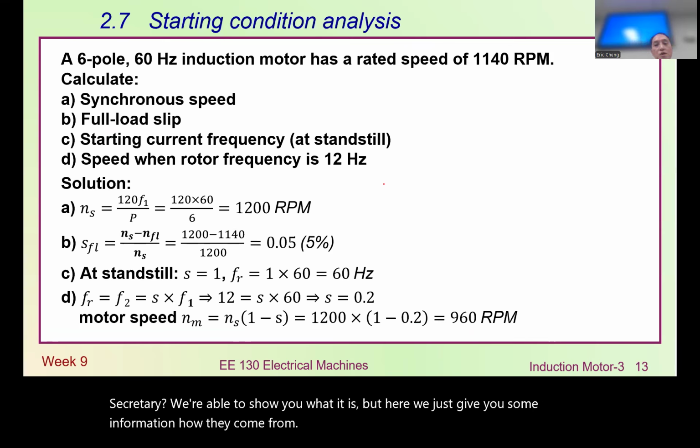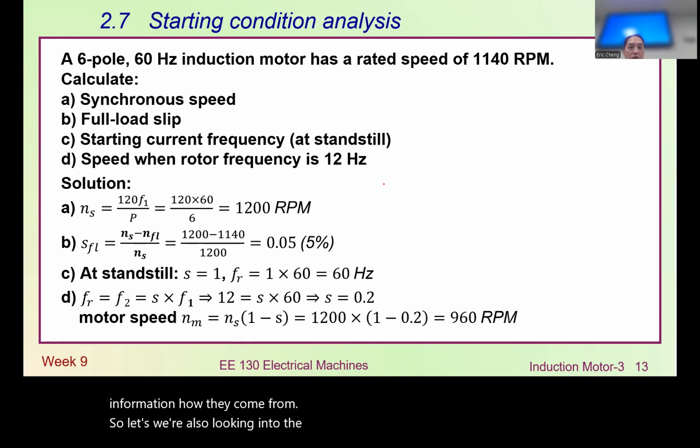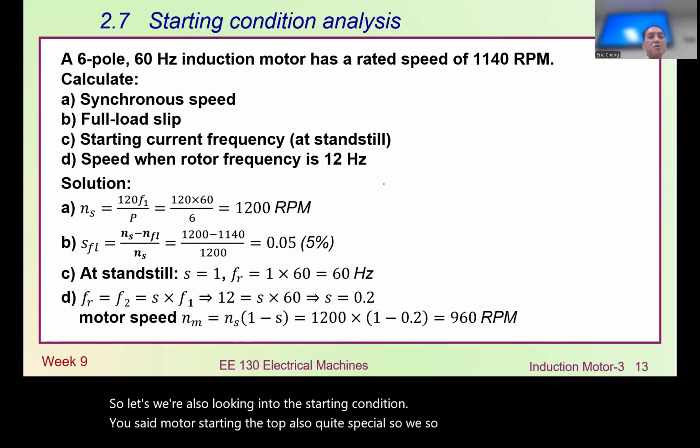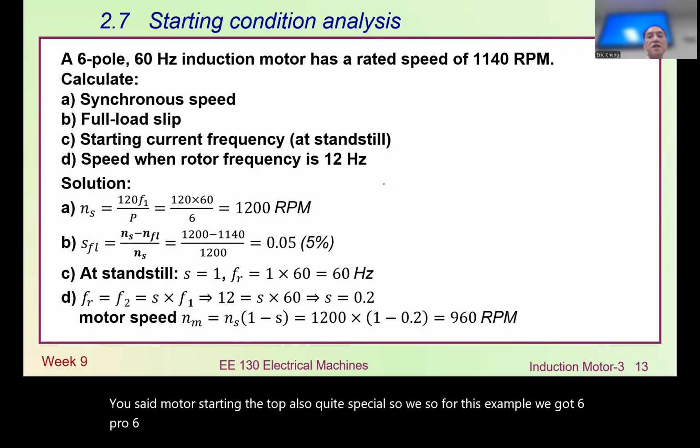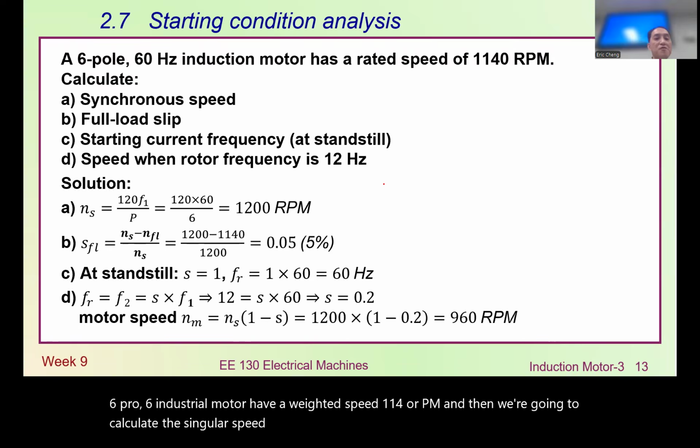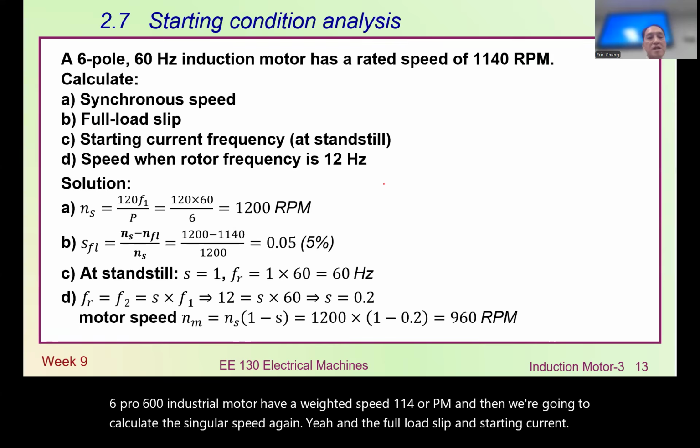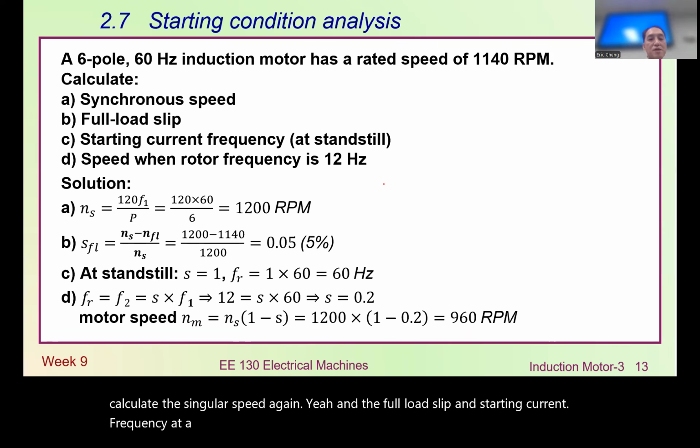So next, we're also looking into the starting condition. When a motor is starting, the torque is also quite special. So for this example, we have a 6-pole, 60 Hz induction motor with a rated speed of 1140 RPM. And then we're going to calculate the synchronous speed again, the full load slip, the starting current, the rotor frequency at standstill, and the speed when the rotor frequency is 12 Hz.